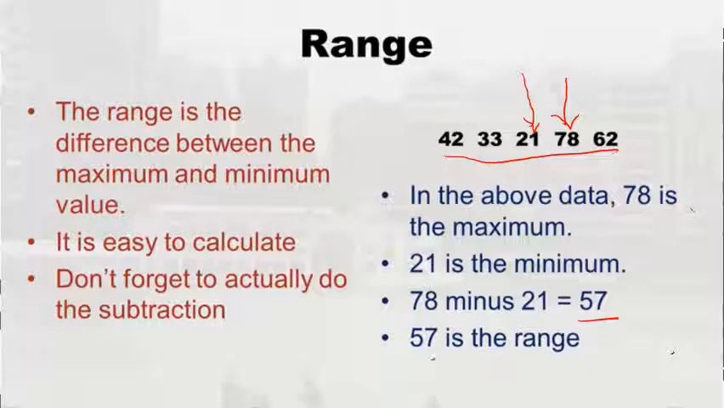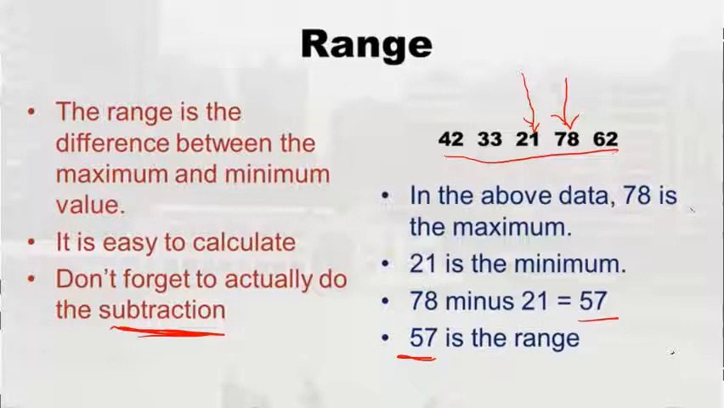57 is the range. Remember, you have to actually do the subtraction. Don't forget to actually subtract, because what a lot of people will do is find the max number and the minimum number and say, there you go, there's your range. Well, no, that's not the actual range. We have to see the difference between the maximum and the minimum value.